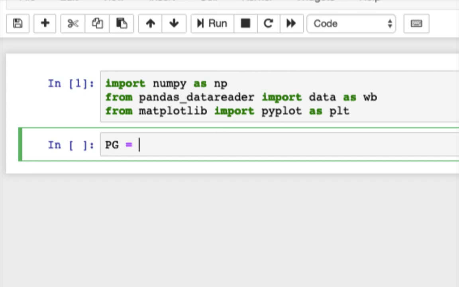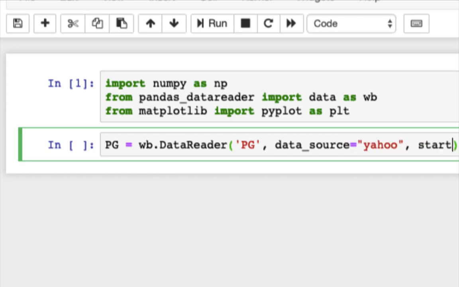As usual, we extract the data from Yahoo. It's the same thing, data reader, the same thing we did last time. This time we extract them from Procter and Gamble, a famous American consumer goods corporation. So it's the things that you find in the grocery store, the supermarkets. Data source equal Yahoo. And as usual, start equal 1995-11.